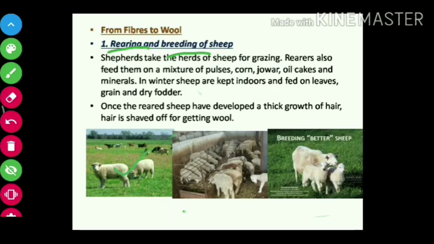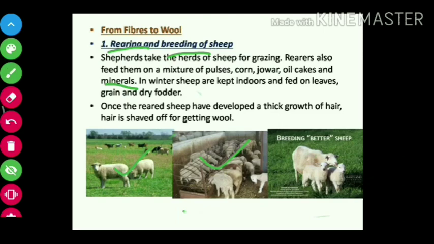Then rearers also feed them a mixture of pulses, dal, corn, maize, jowar, oil cakes and minerals. Oil cakes are what remains after producing oil from oil seeds. These are fed by the rearers. So here look, the sheep are fed. In winter, sheep are kept indoors and fed on leaves, grain and dry fodder.